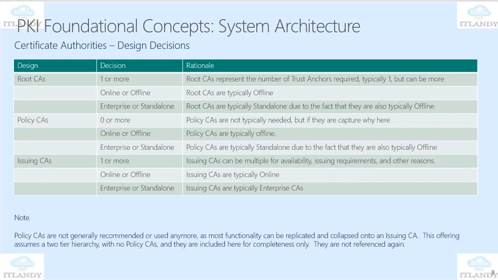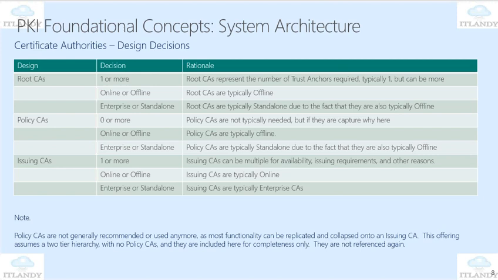Typically, you have at least two, in my opinion, to take care of the HA. Again, it's online, not offline this time, because it's issuing certificates to the machines or it could be users. And this time we need to have it enterprise domain joined to make sure it's available. So this is the difference.